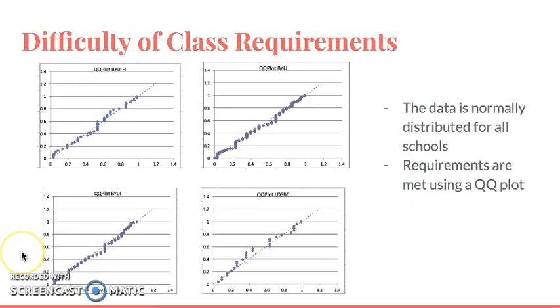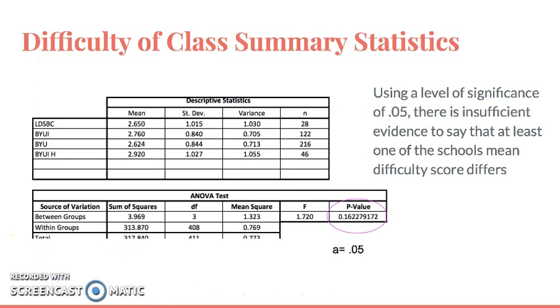Okay, so we're going to start comparing the data. First we need to compare the relationship of the difficulty of class across all the BYU schools. But in order to do that, we have to make sure the requirements are met, and then we can run a hypothesis test. Based on these QQ plots, we see that they are all approximately normal because the data forms a linear line.